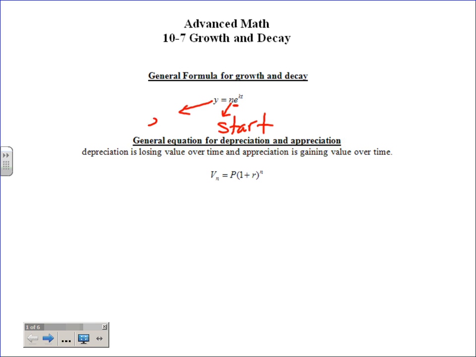Y is then how much do you end with? You could gain or lose. You could have more than you started with, or you could have less than you started with. T is time, and that time has to be specified by the problem. It could be days, years, centuries, who knows? And K is basically a constant. You may think, well, why'd they choose K if it's a constant? Well, I think they didn't want the C to look just like the E and all those types of things.